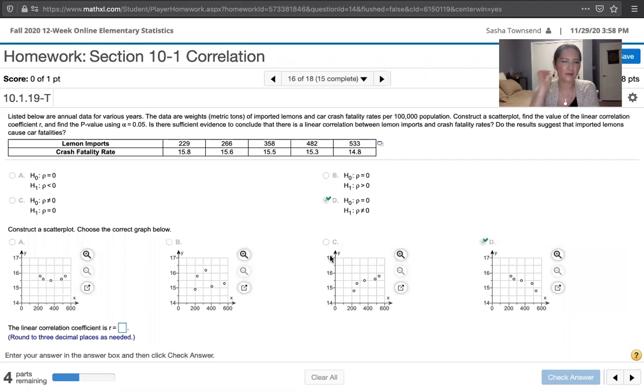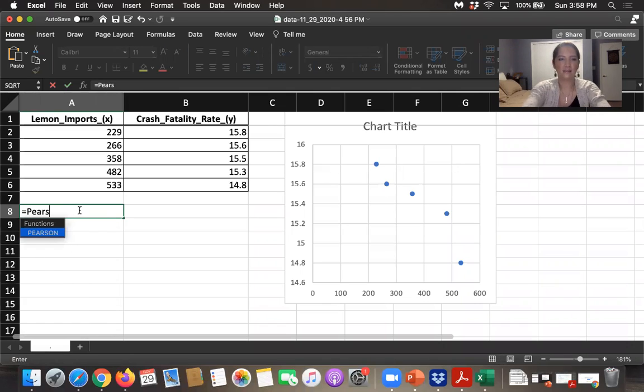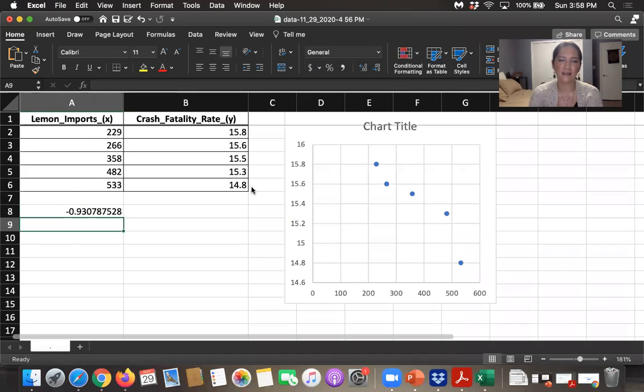Great. Now we're asked for the linear correlation coefficient, and we're asked to round to 3 decimal places as needed. I will do this in Excel as well. So when I'm in Excel, I type equals, and then I type Pearson. That's giving me the Pearson correlation coefficient R. And then it asks for the first array and the second array. For the first array, you want to select your X values and then type a comma. And then for the second array, you want to select your Y values. Then close parentheses, and it'll give you that value of R.